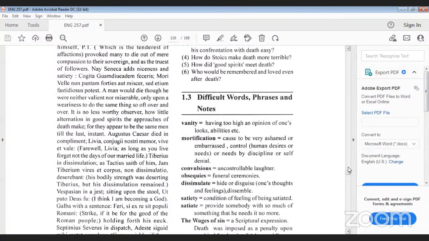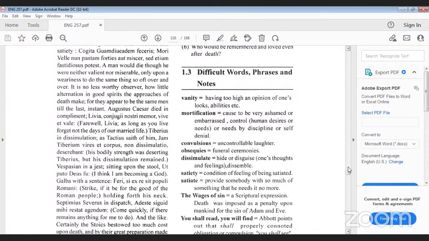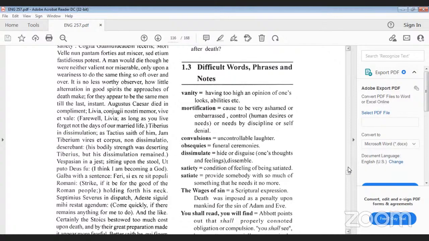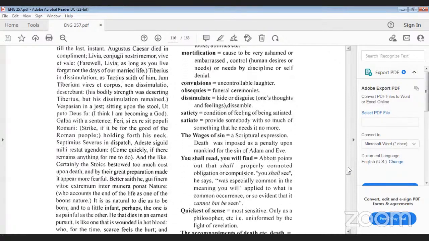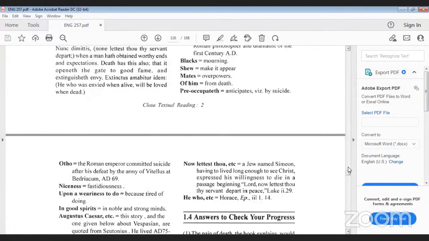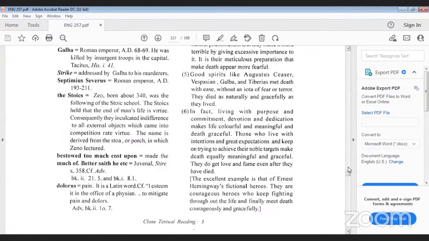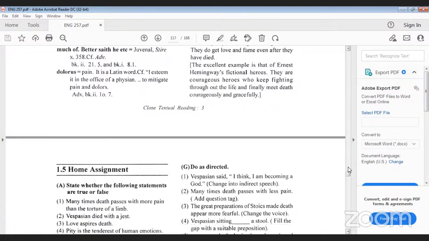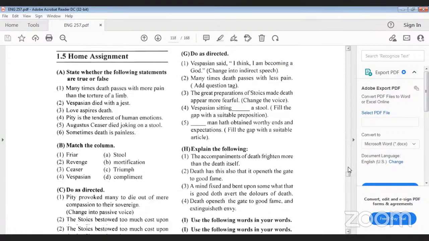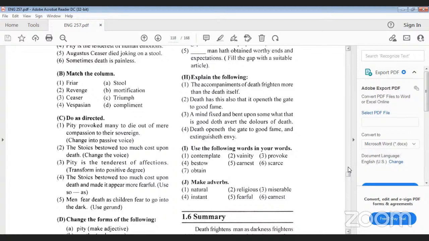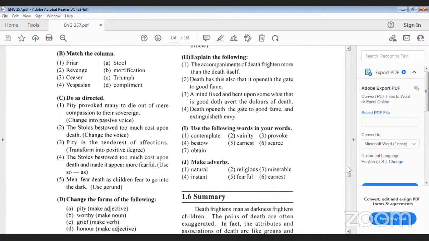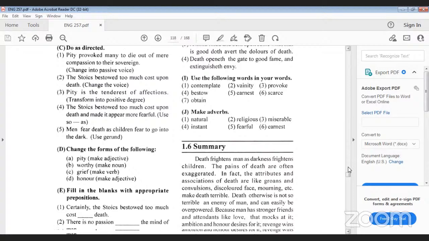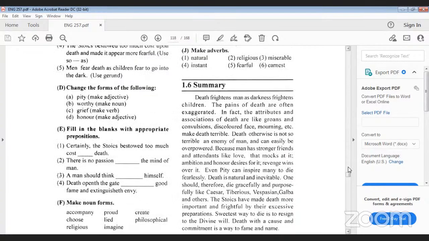Okay, so there are some difficult words and phrases you can note down and see the meaning of in your lesson in the book. For further practice, some grammar parts are there, some match the columns, some direct questions. If you go through the summary also, you will come across what the summary is.